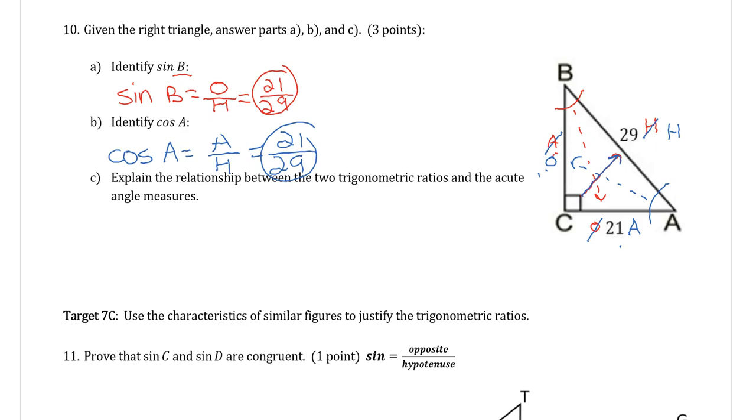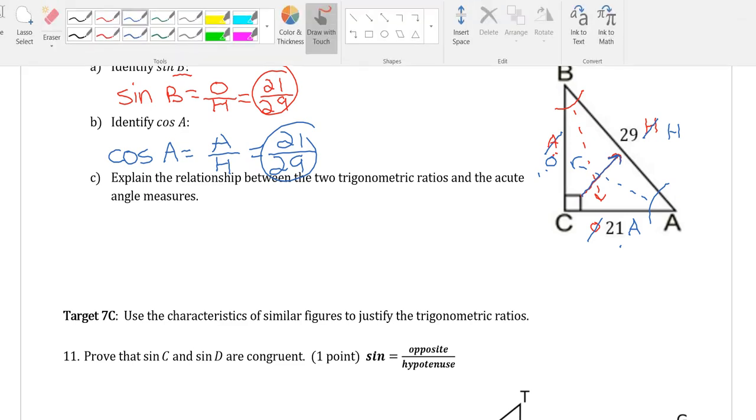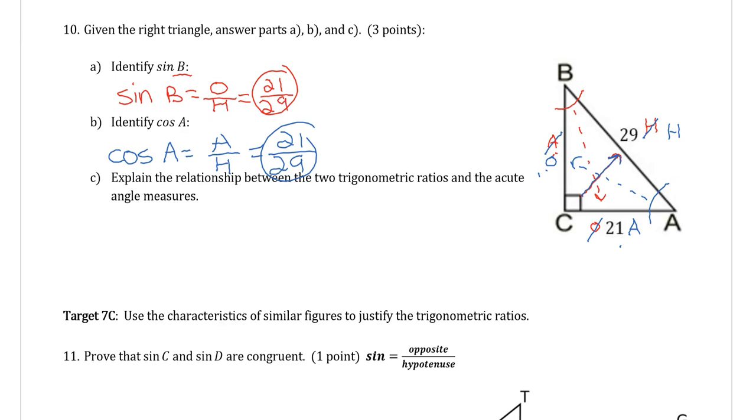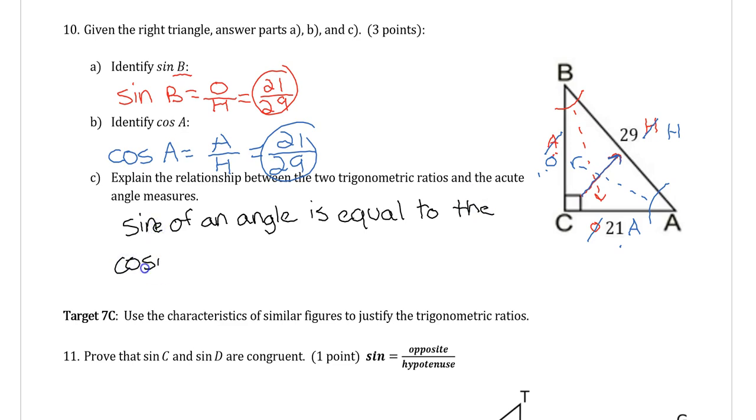All right, C, explain the relationship between the two trigonometric ratios and the acute angles. Okay, a lot of us talked a lot about this one. This is just where the sine of an angle is equal to the cosine of, remember, these are complementary angles. Right? The sine of this one is equal to the cosine of this one.